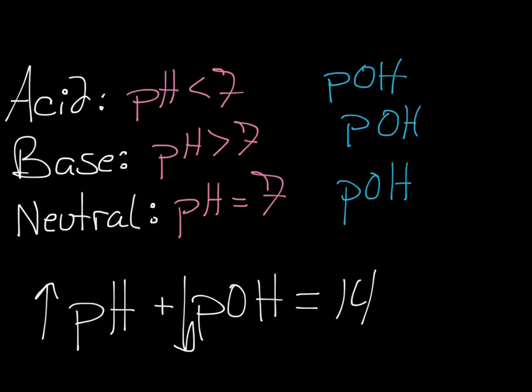And as it turns out, when pH is less than 7, when it's acidic, pOH is going to be greater than 7. When a substance is basic, when pH is greater than 7, pOH is going to be less than 7. And if something's neutral, pH equals 7 and pOH equals 7. Also remember that as the pH or the pOH gets farther away from 7 or neutral, the substance is becoming more and more acidic or more and more basic.